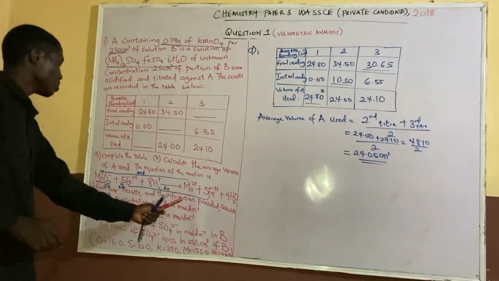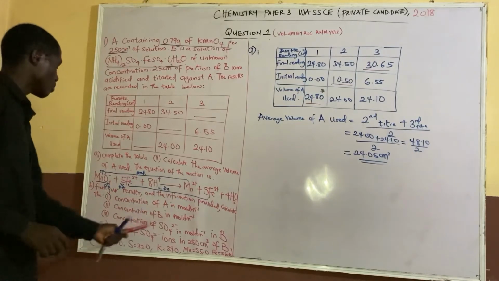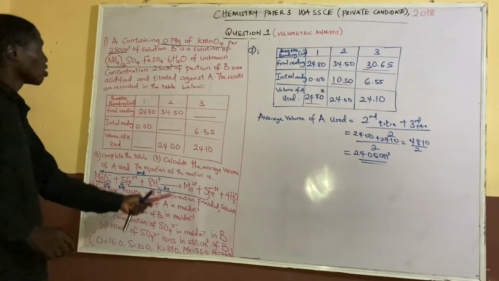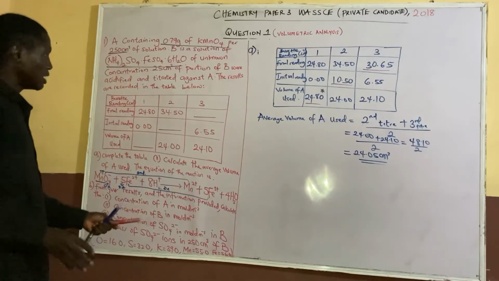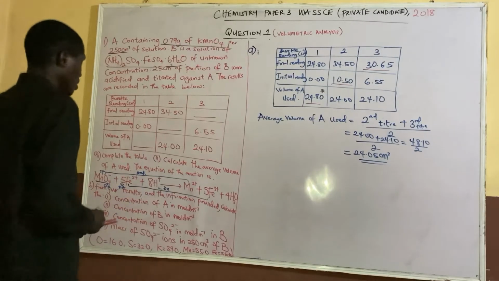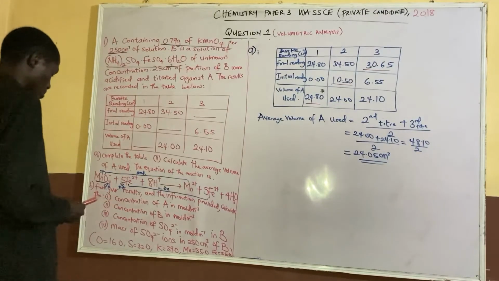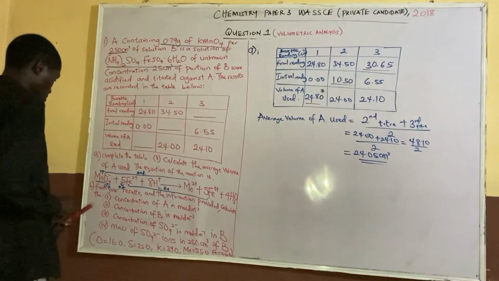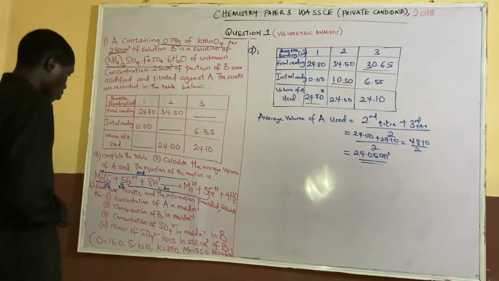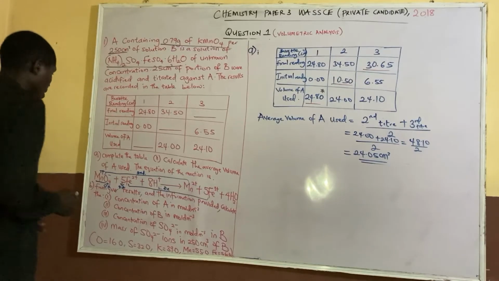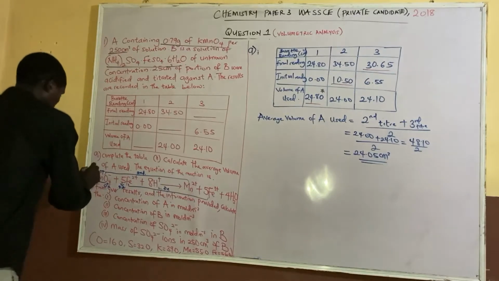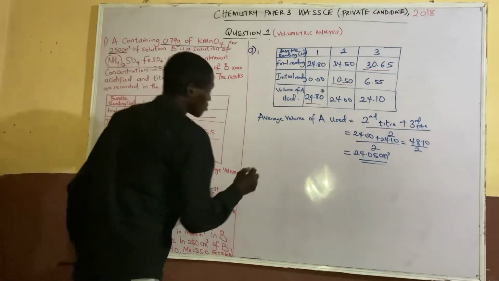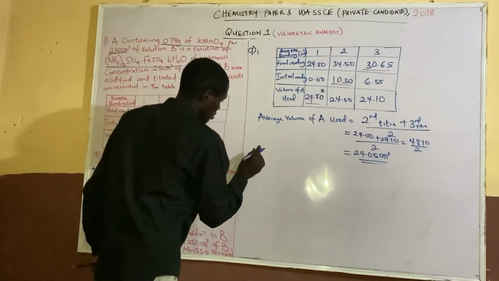Now, from your result and the information provided, calculate the concentration of A in mole per dm cubed. That was the next question to calculate. Calculate the concentration of A in mole per dm cubed. What's our A? Our A is KMnO4. Don't forget, our A is KMnO4.